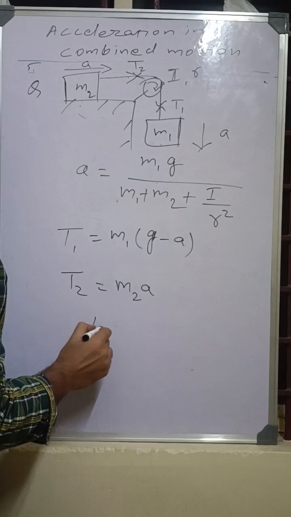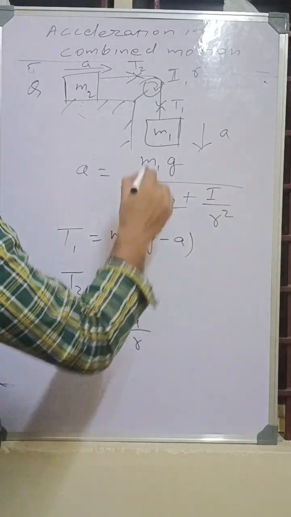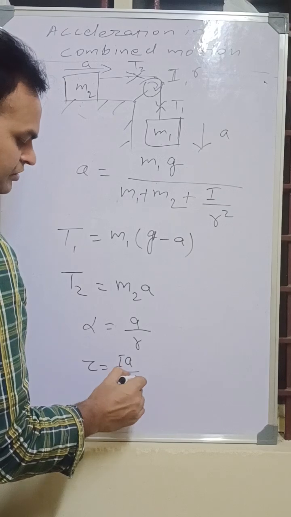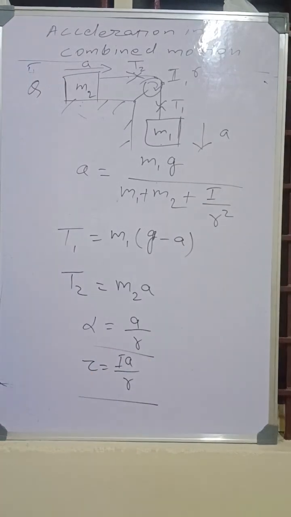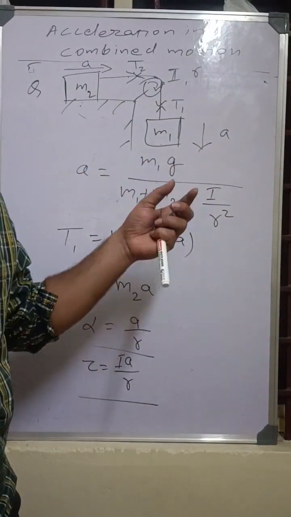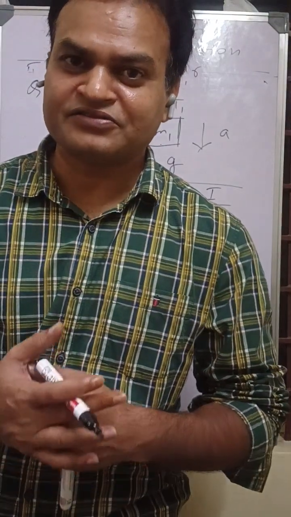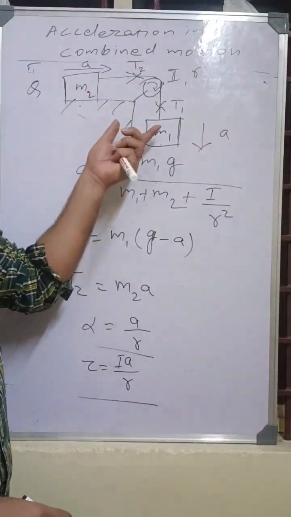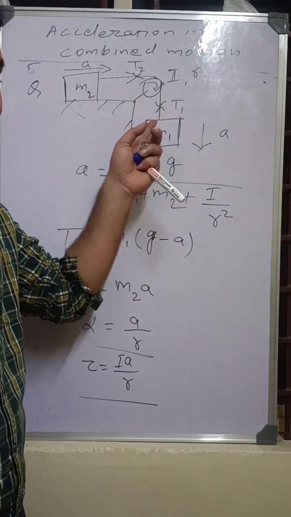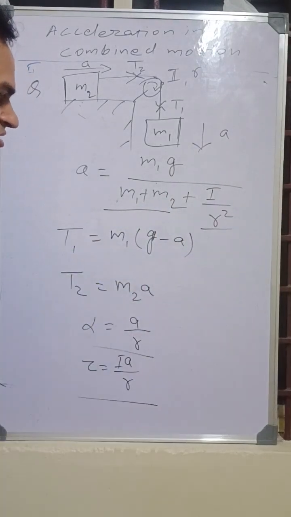So angular acceleration alpha in clockwise direction will be A by R, and torque A by R. Easily we can calculate all the variables by using the concept: acceleration equals net unbalanced force divided by total inertia of the system. And for total inertia we need to remember which body is translating and which mass is rotating. So it is translational inertia, and it is inertia due to rotation.